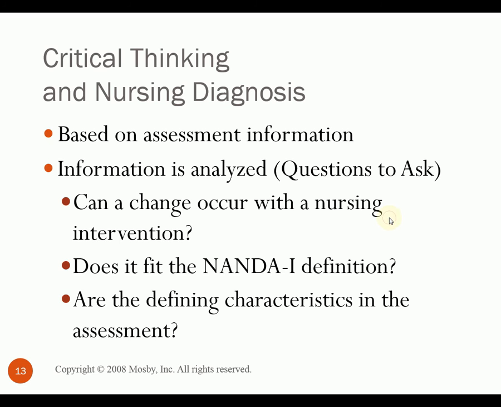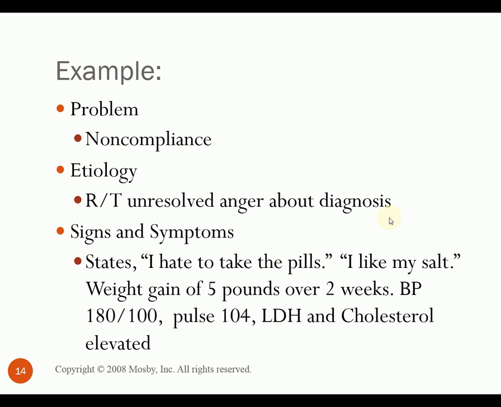So for example, our problem is noncompliance. Our etiology is related to unresolved anger about diagnosis. So our problem is that when we did our assessment, we decided our patient was not complying with the treatment that the patient should be, that the doctor had ordered for the patient, because she's very angry about being diagnosed with this particular disease process.